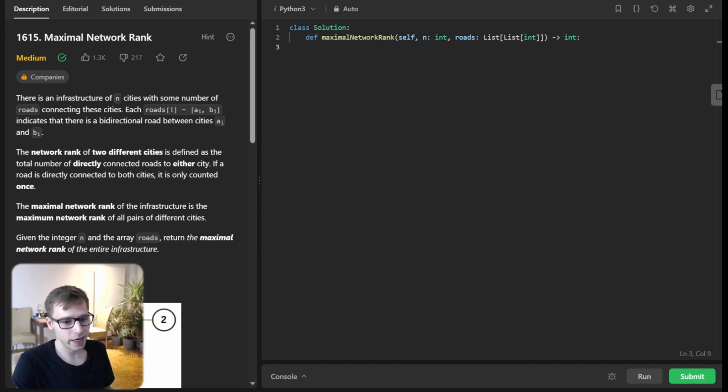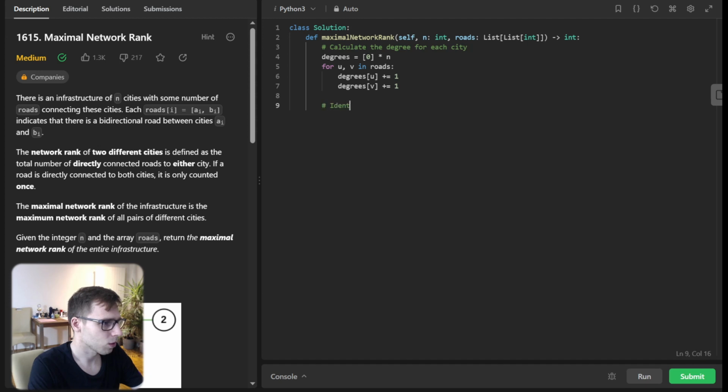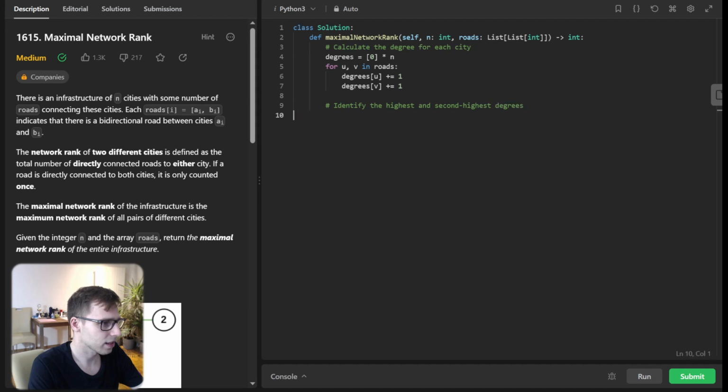First, we will create a list called degree to store the number of roads connected to each city. So calculate the degree for each city: degree equals [0] times n, and for u, v in roads, degree[u] plus 1, and degree[v] plus 1 as well. Now identify the highest and second highest degree.